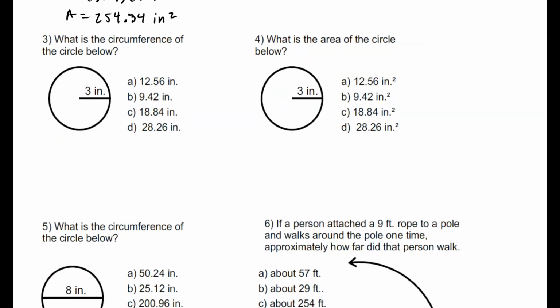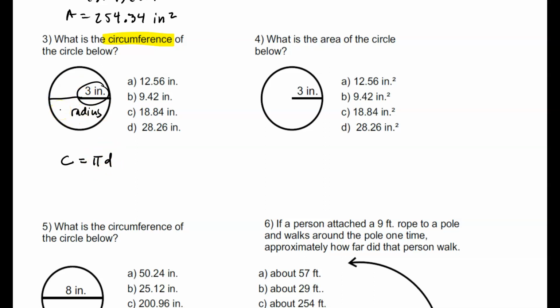Number 3, it says, what is the circumference of the circle below? Well, as soon as I hear the word circumference, I know that's the distance around a circle, and its formula is C equals pi d. Now the problem with this problem is that they give us a radius again. This is a radius because it only goes halfway across. Clearly, the formula says our circumference is equal to pi times our diameter, d. I need a diameter, a line that goes all the way across.